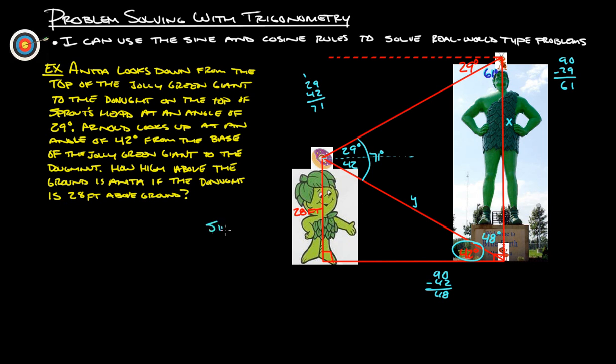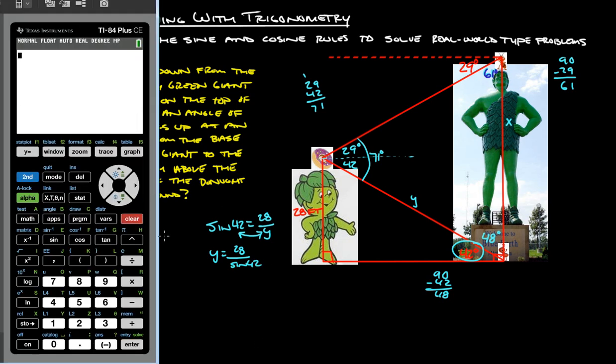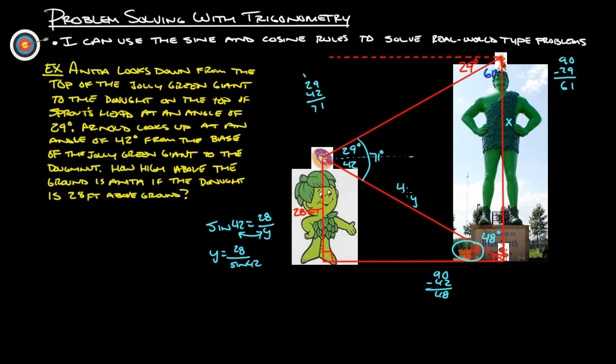So we would want to do sine 42 equals opposite, which is 28 over y. Multiply both sides by y. Well, really, let's do the nice easy way. Remember, if the variable's on the bottom, you just swap the two pieces here. So we get y equals 28 divided by sine 42. Okay, so 28 divided by sine 42, and we get 41.8 for this right here, 41.8 feet.